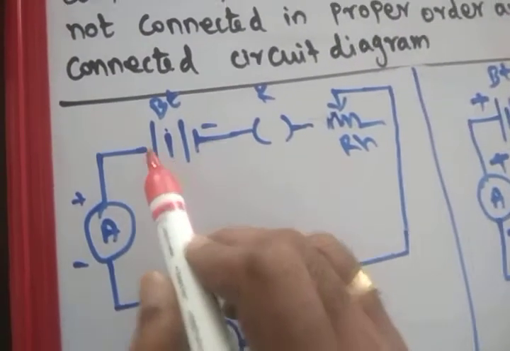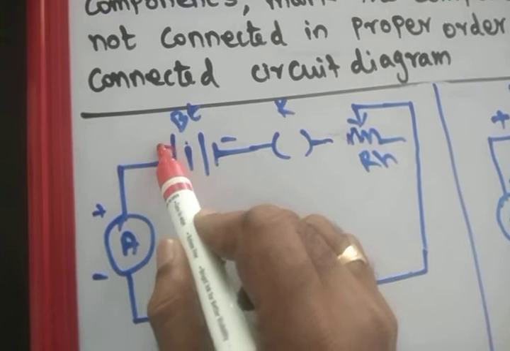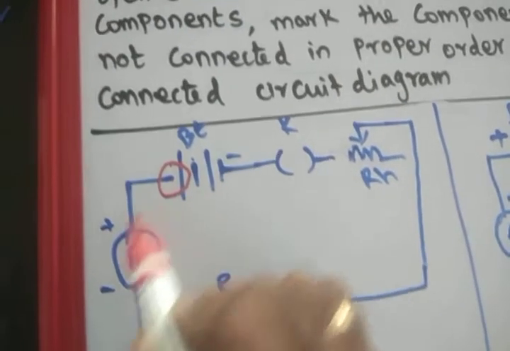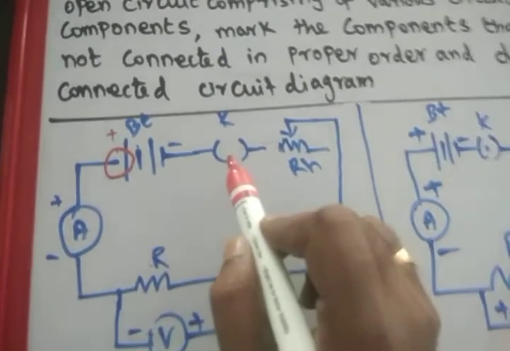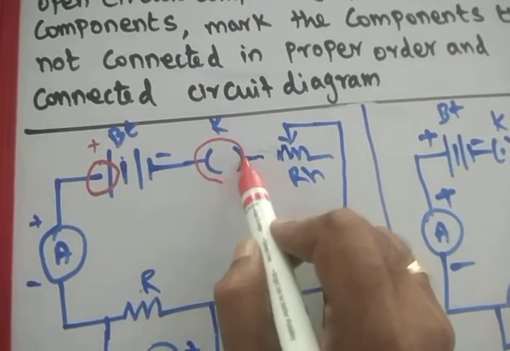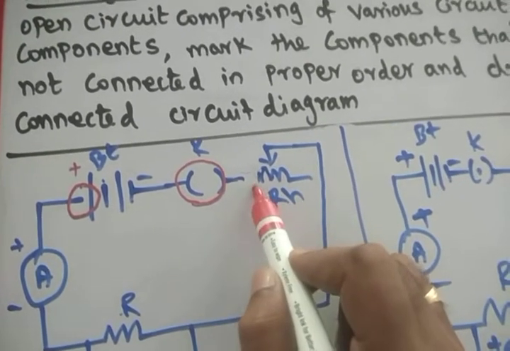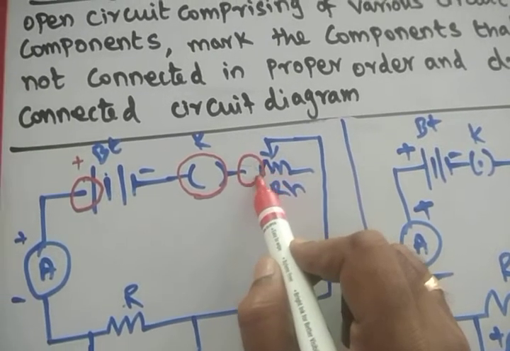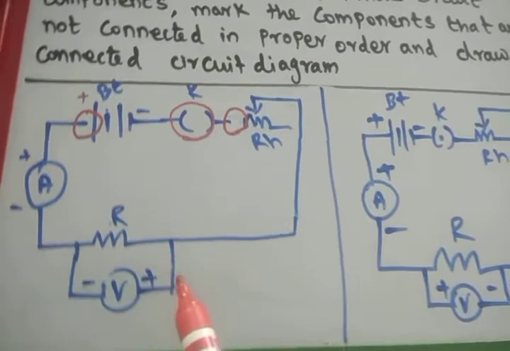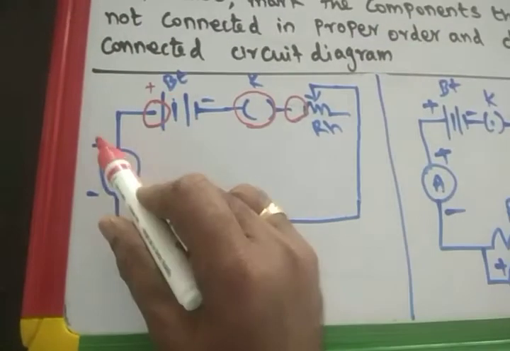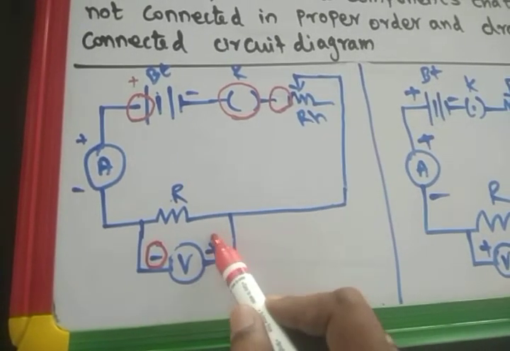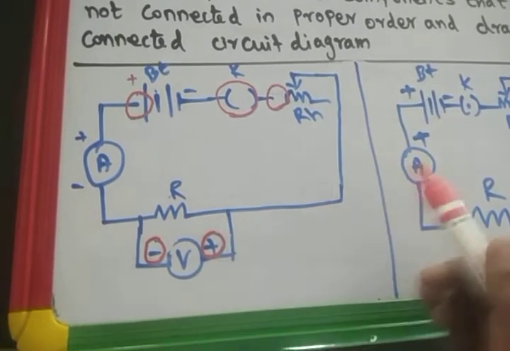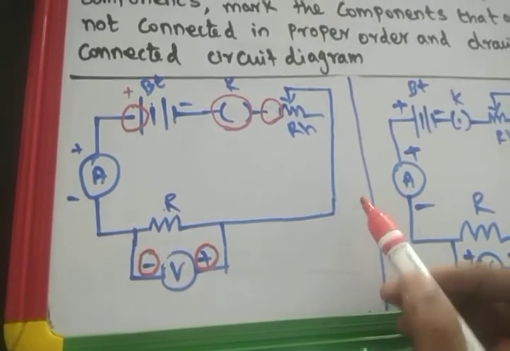By seeing this diagram, we can easily identify that this positive terminal is not properly connected. This is the positive terminal of the battery. The connecting wires are not properly connected. Here the key is not closed, as well as the rheostat and the connecting wires are not properly connected. Then positive to positive, then negative, again positive has to come. The voltmeter connections are interchanged, wrongly connected. These are all the mistakes observed.